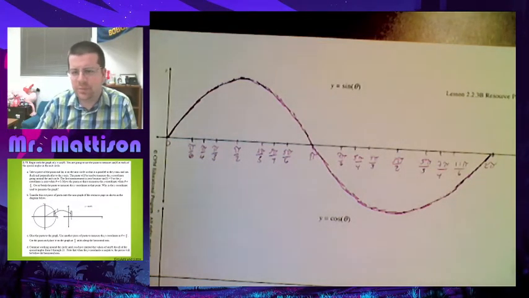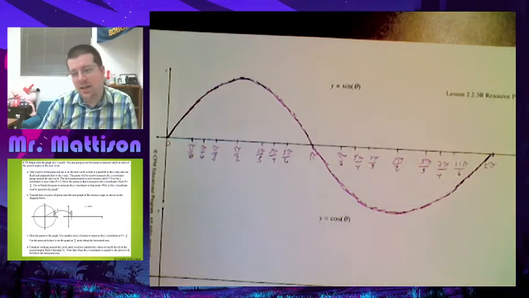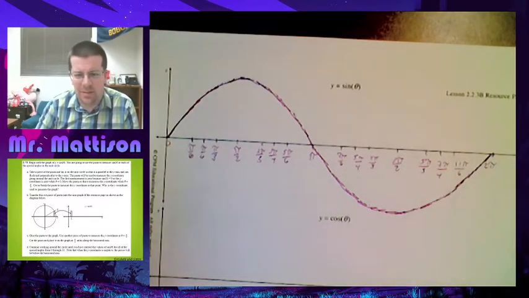Okay. All right. So that is where we're going to stop for today. Tomorrow, our main focus is doing the same thing, but for the cosine graph down there on the bottom.